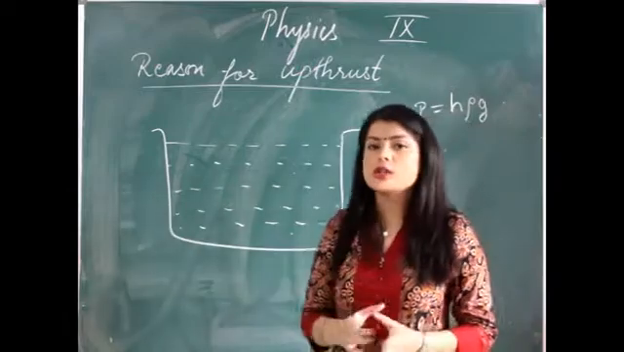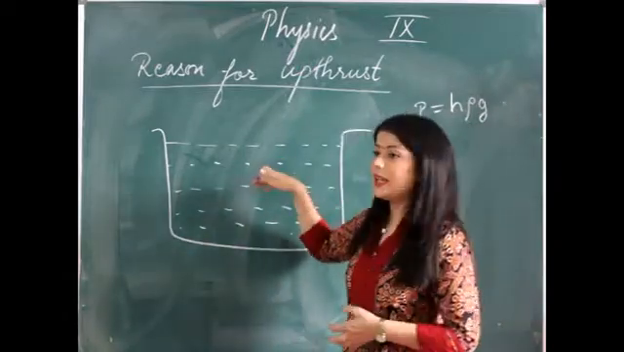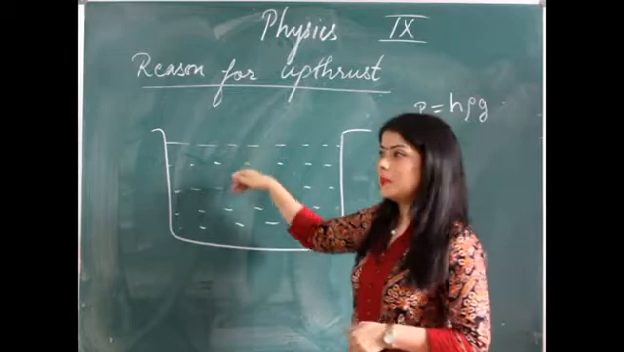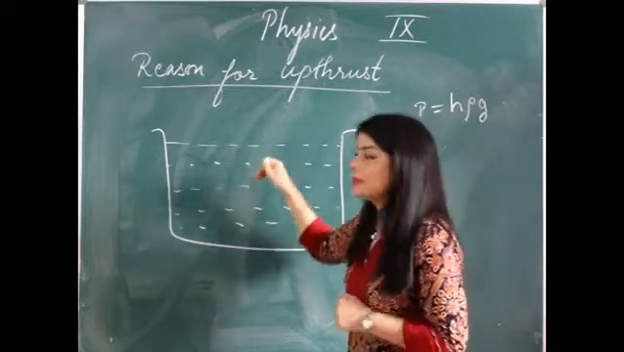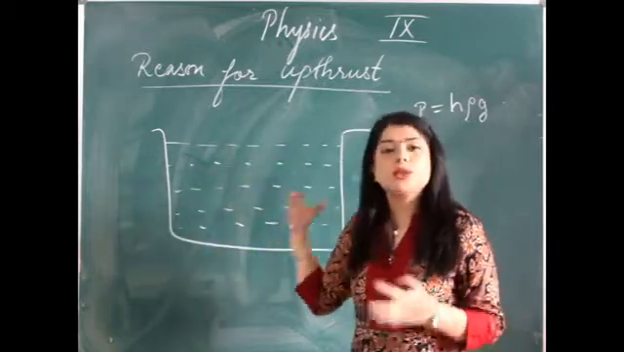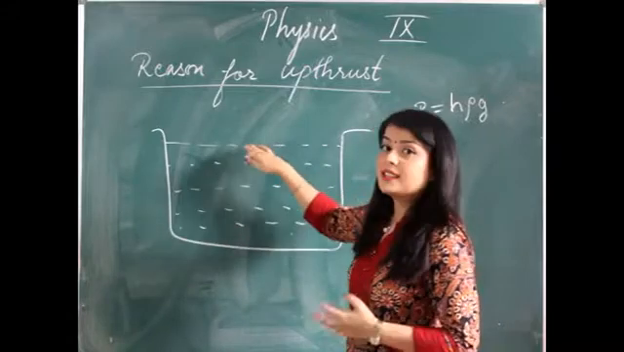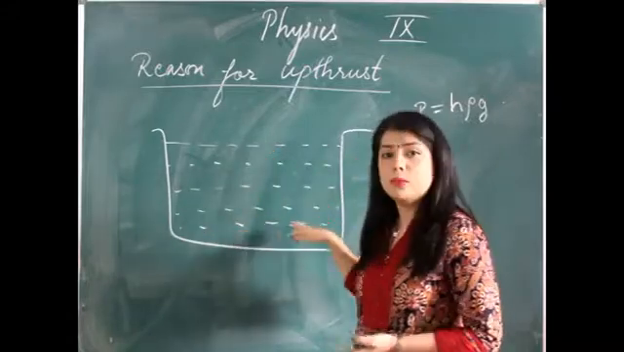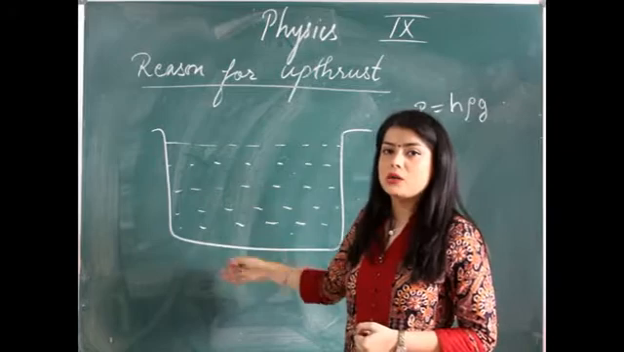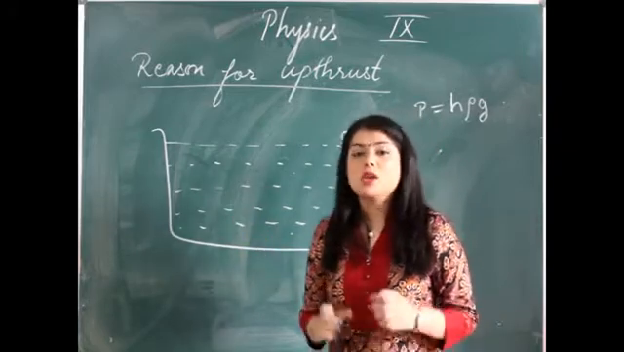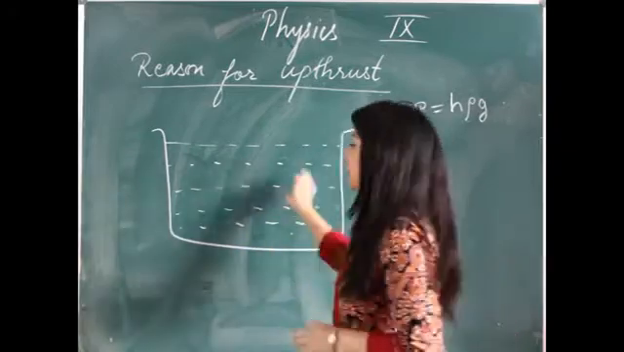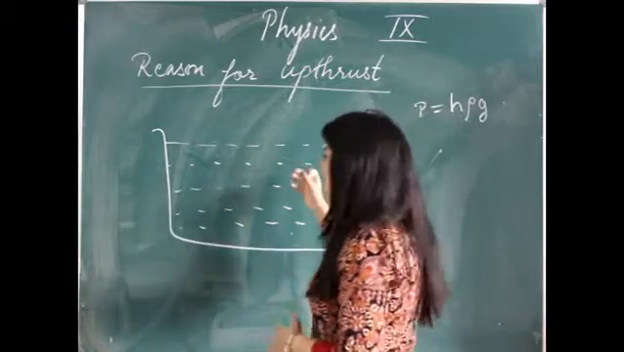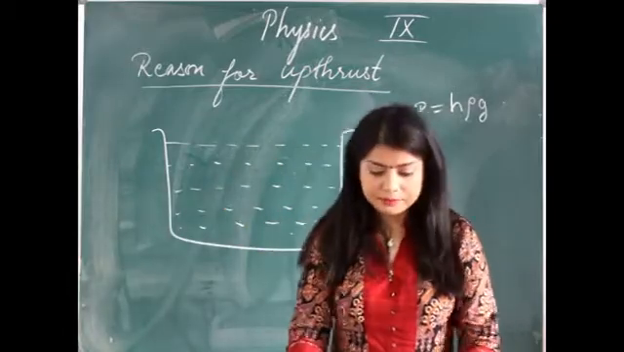And what we have also studied is that as we go deeper into the liquid, as we increase the depth, the pressure increases. The pressure over here is less than the pressure at the bottom. So the more we go down, the more the pressure will be. Keeping that in mind, we will further understand the reason for upthrust.